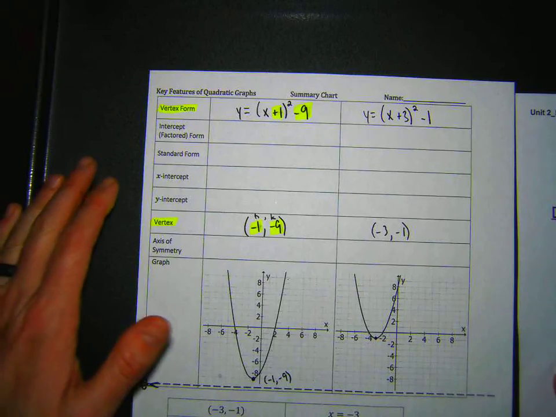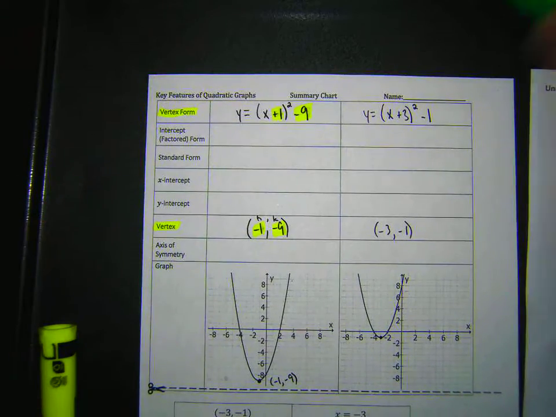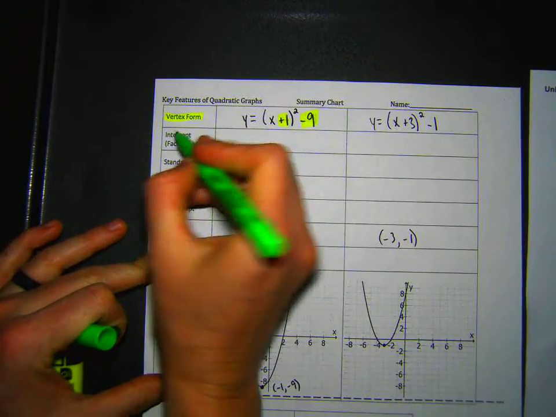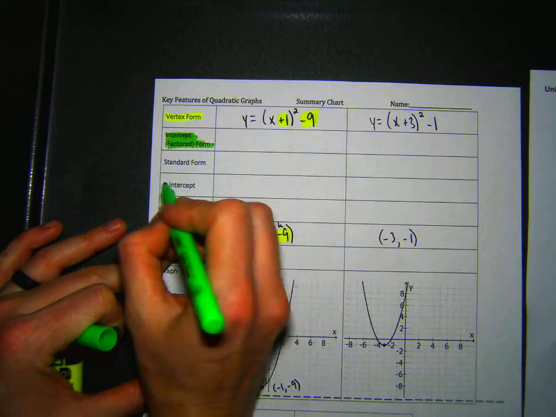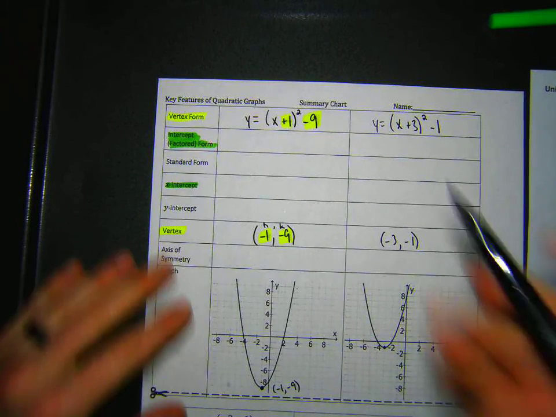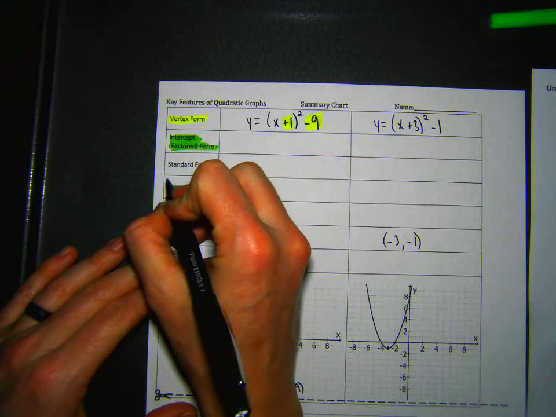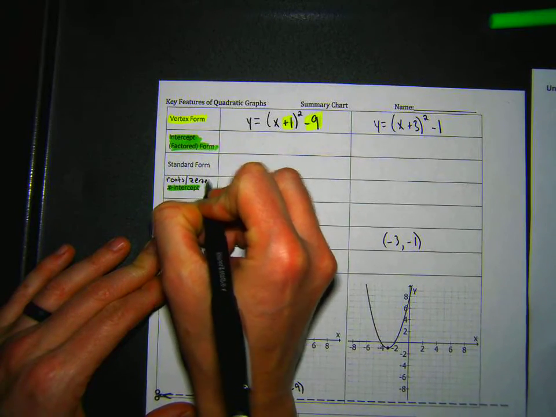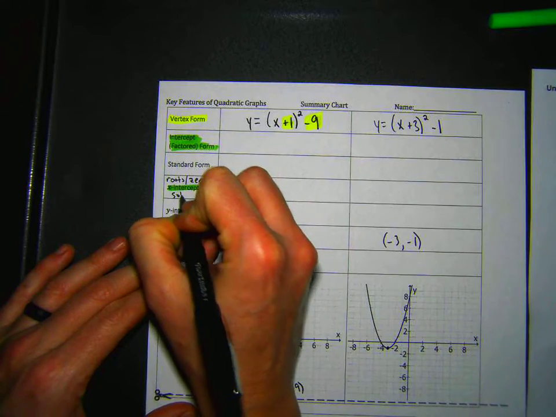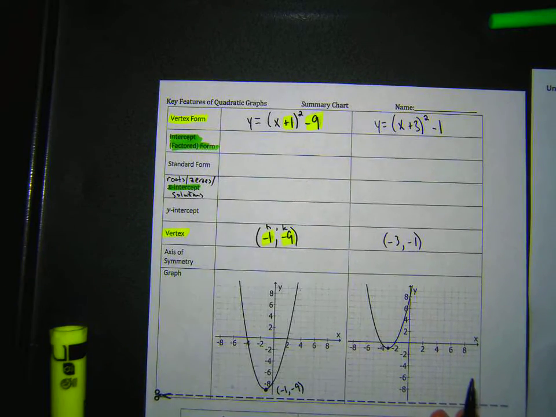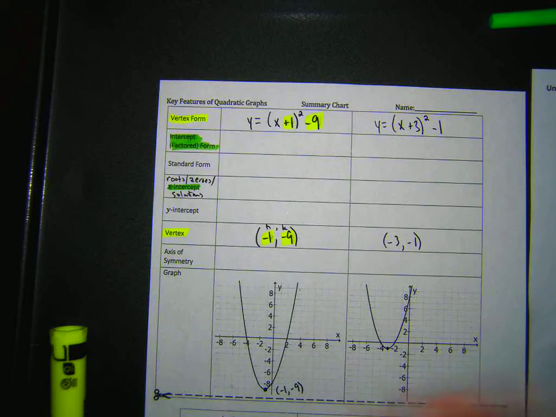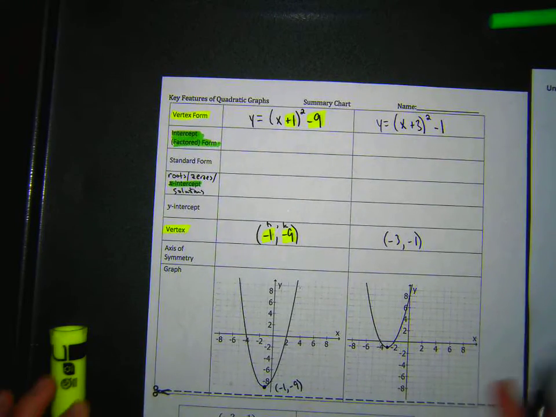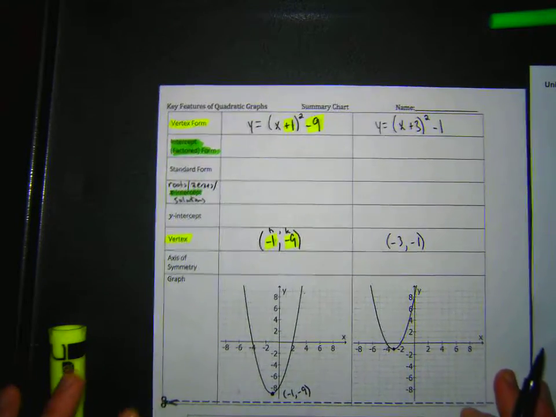The next thing that we will compare, so you'll need a different color for this, is intercept form, and we're going to compare those steps. Now, x-intercepts, and you need to know those other names, so they're also called roots, they're also called zeros, and they're also called solutions. Pause this video if you need to write and catch up, and then keep playing once you are ready to listen.